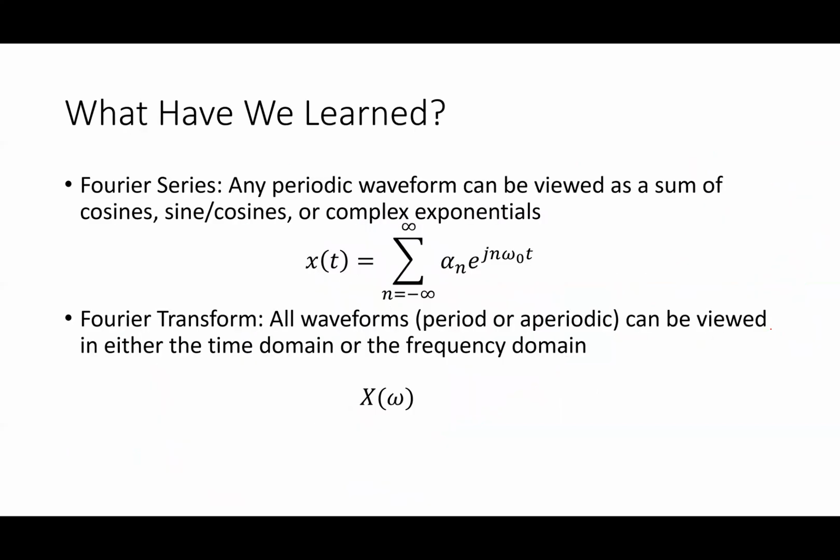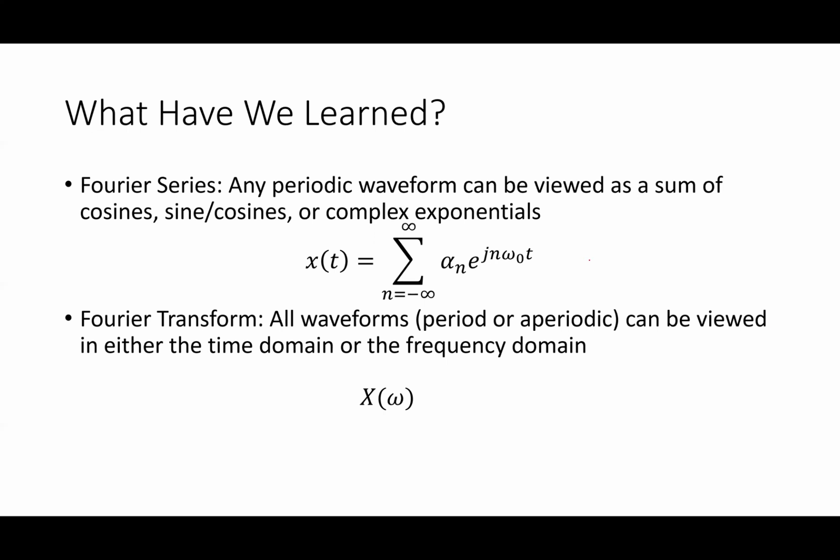Okay, so basically, I just want to make sure that we keep straight, because we're using this Fourier thing now in two ways. One is Fourier series and one is Fourier transforms. And I am only teaching you a subset of all the many things you can do with the Fourier transform. The Fourier series is a way to represent any periodic waveform as a sum of cosines, sines, or complex exponentials. Basically, harmonically related signals add together to create any periodic waveform.